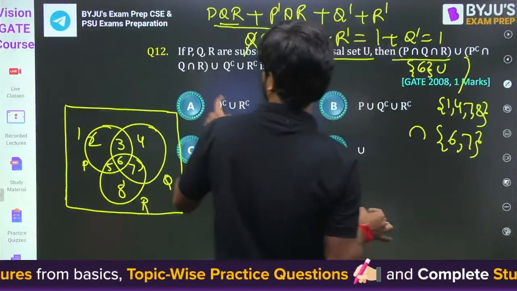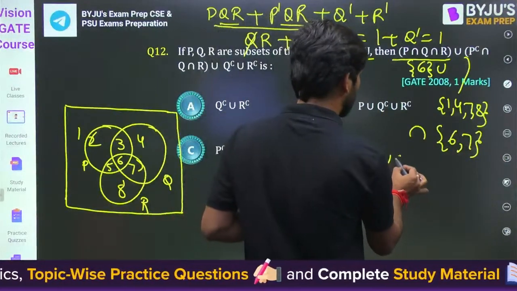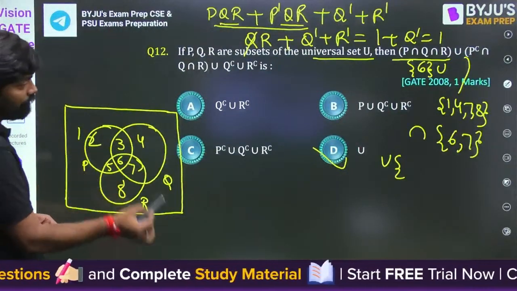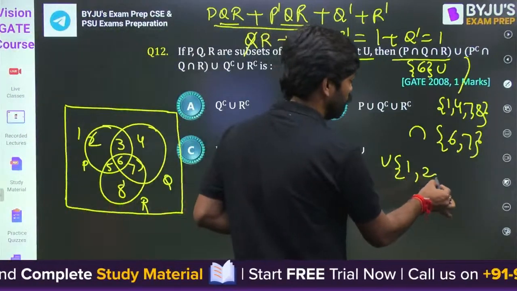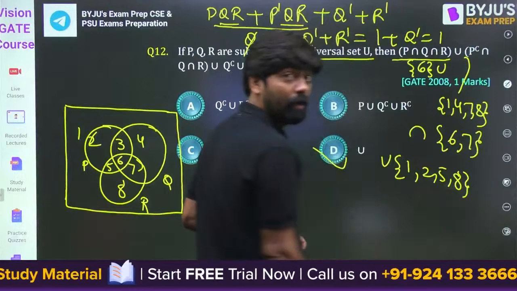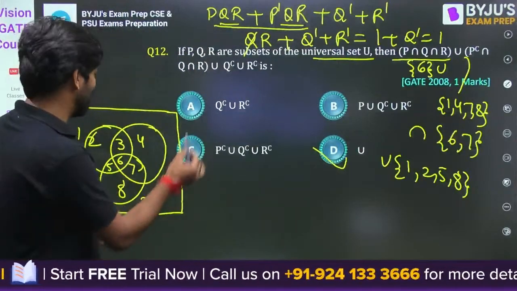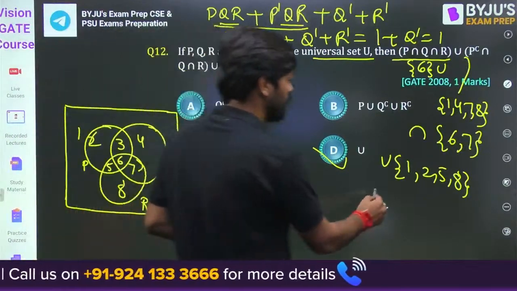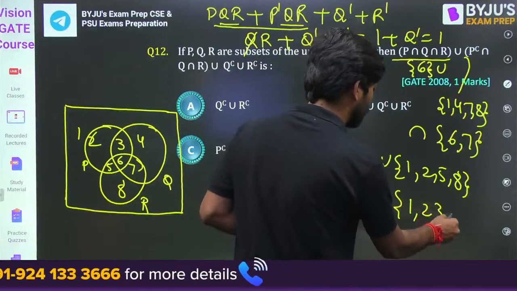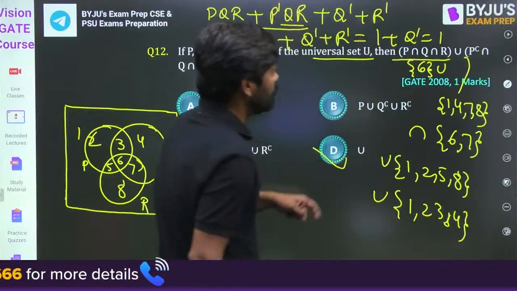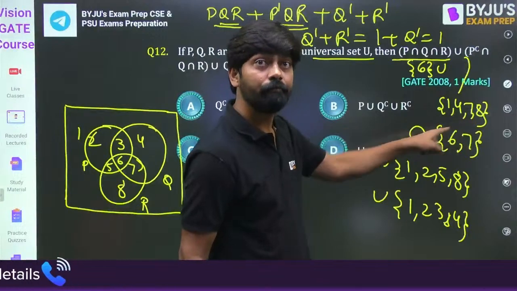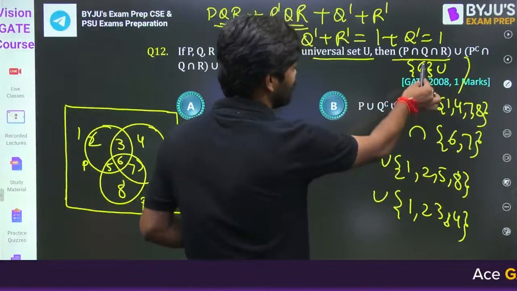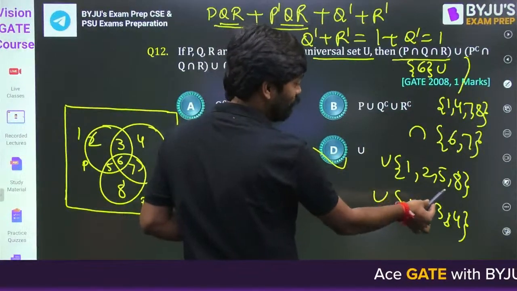Union, my dear friend, Q complement. What is Q complement? Q complement is nothing but 1, 2, 5, 8. Are you getting my point? And what is R complement? R complement is nothing but 1, 2, 3, 4. Now if you see clearly, 6 union 1, 4, 7, 8 intersection 6, 7. In both, what is common? 7 is common. So the answer will be 6 union 7 union 1, 2, 5, 8, union 1, 2, 3, 4.